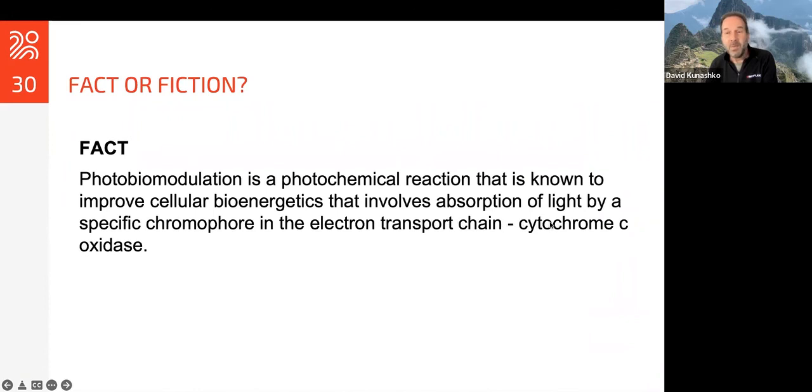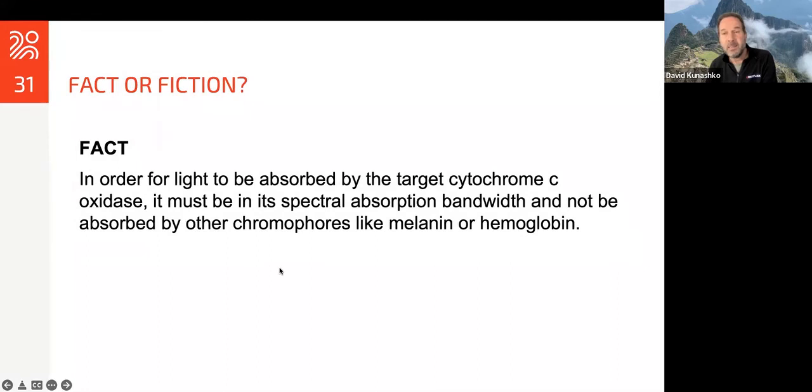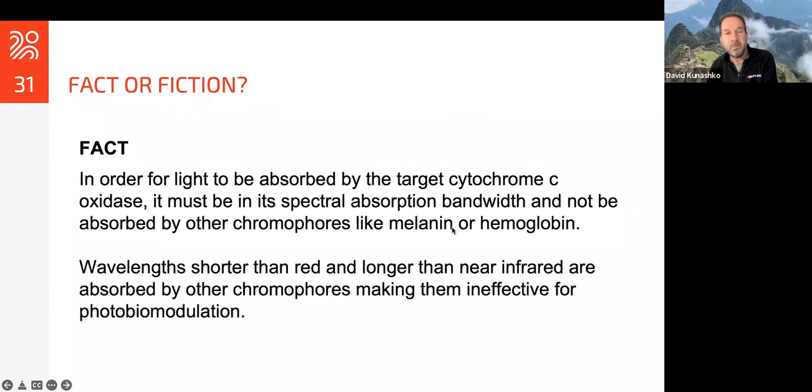Photobiomodulation is a photochemical reaction. It improves cellular bioenergetics and involves absorption of light by a specific chromophore, as I've mentioned, cytochrome C oxidase. Fact: in order for light to be absorbed by the target cytochrome C oxidase, it must be in its spectral absorption bandwidth and not be absorbed by other chromophores like hemoglobin, melanin, water, and so forth. Wavelengths shorter than red and longer than near infrared are absorbed by other chromophores, as we just talked about, making them ineffective for photobiomodulation.